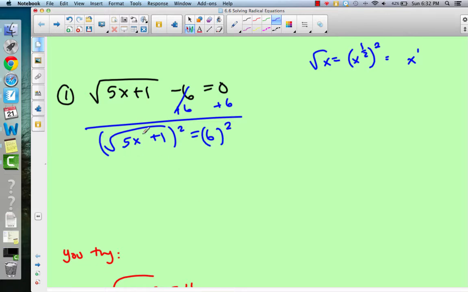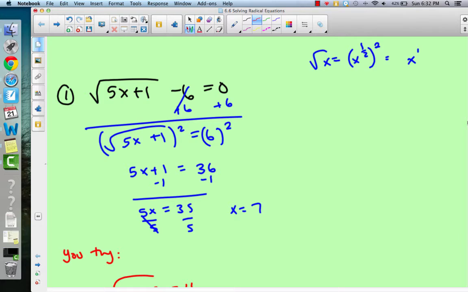So my square root and my square cancel, and what I'm left with is just what's underneath, and that's 5x plus 1, and then what's 6 squared? Well, that's 36. So be very careful when you square something. If there's a square root, they're going to cancel each other out, and you just are left with what's underneath. Okay? And now this is just a simple algebra problem. We would subtract 1 to the other side and get 5x equals 35, and then divide by 5, and you'd get x equals 7.